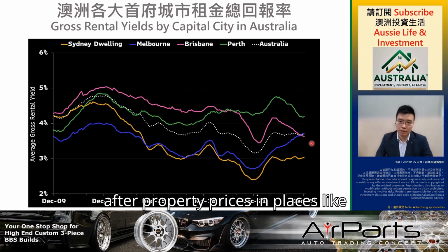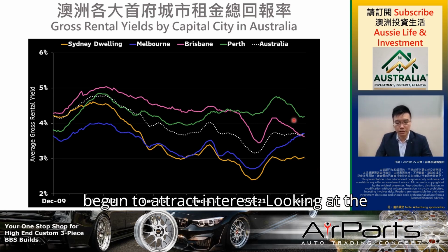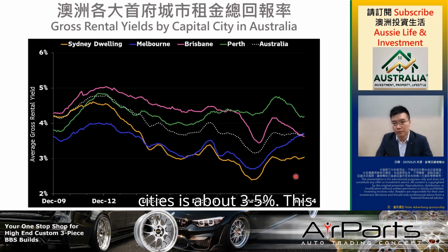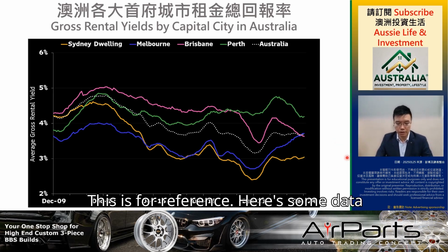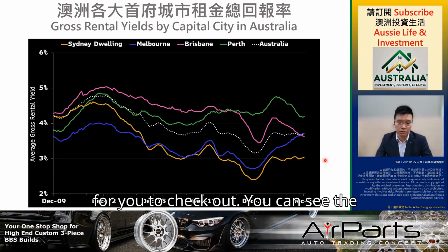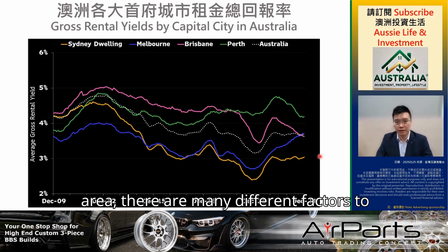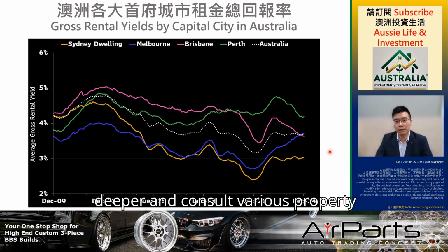For example, after property prices in places like Melbourne have fallen, rental yields have begun to attract interest. Looking at the overall picture, the rental yield in major cities is about 3 to 5%. This is for reference. Here's some data for you to check out. You can see the current rental yields in major cities. Of course, when you look at each area, there are many different factors to consider. You might need to dig a little deeper and consult various property agents, mortgage brokers, or even online resources to gather more information for your reference.